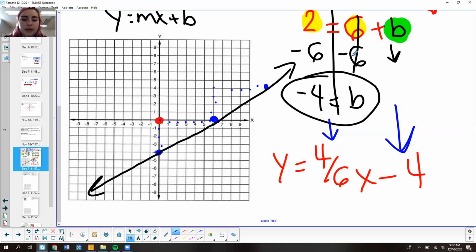So what I want you to understand from this is when we have these equations, we can use that y-intercept to start our line. So that's where you're gonna use that slope to kind of guide your line.